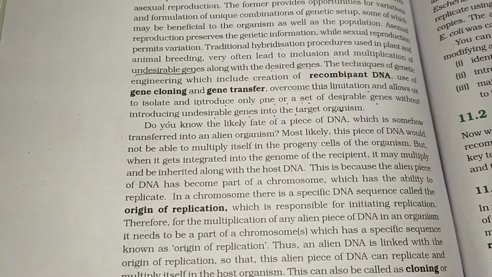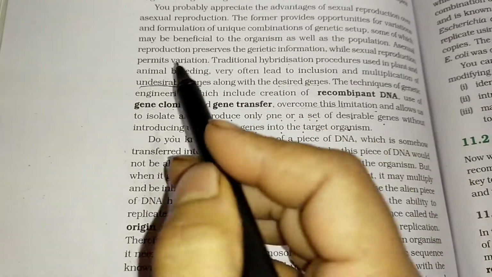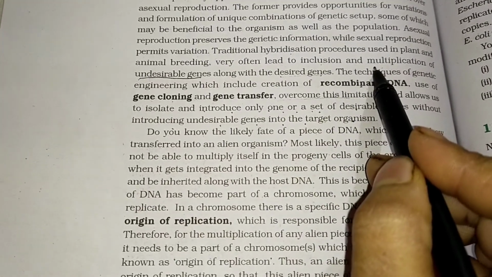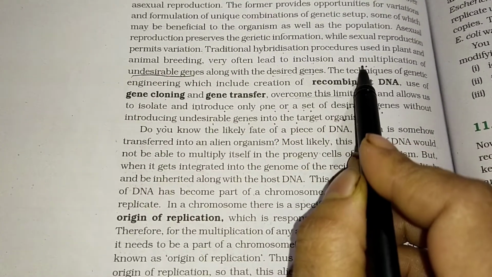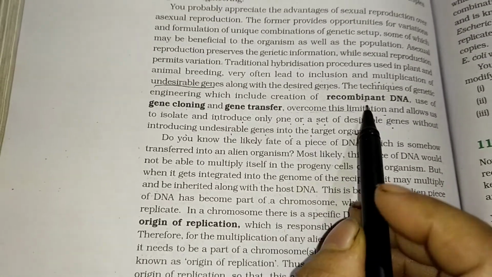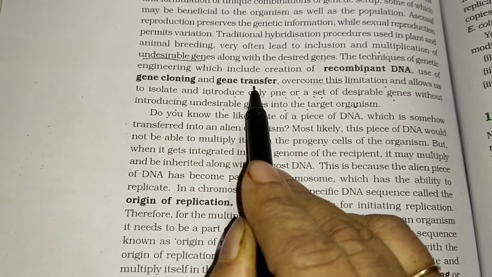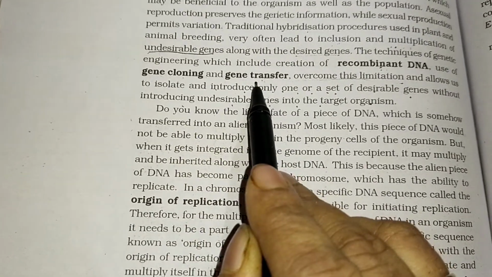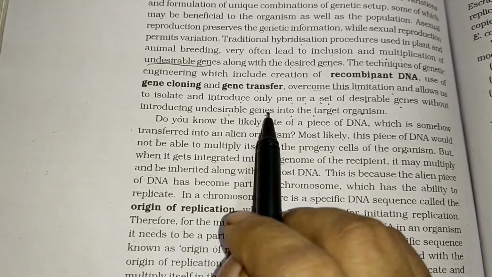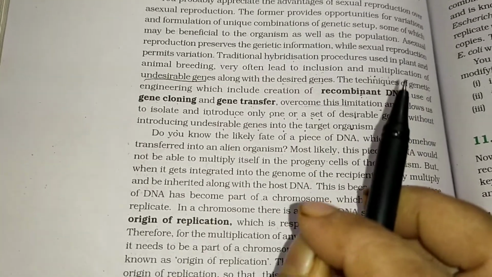आपको अगर if we are going for the hybridization procedure, there along with the desired gene, undesirable genes are also included as well as multiplied. ये दो जो term बार बार आ रहे हैं ना, that will be clearer further because we'll discuss these two terms more here. One is inclusion, another is multiplication. But in case of genetic engineering, we are going through recombinant DNA, gene cloning and gene transfer. So in that condition, isolation and introduction of only one set of desirable genes is allowable here. So undesirable genes are not introduced into the target organism in this genetic engineering process.